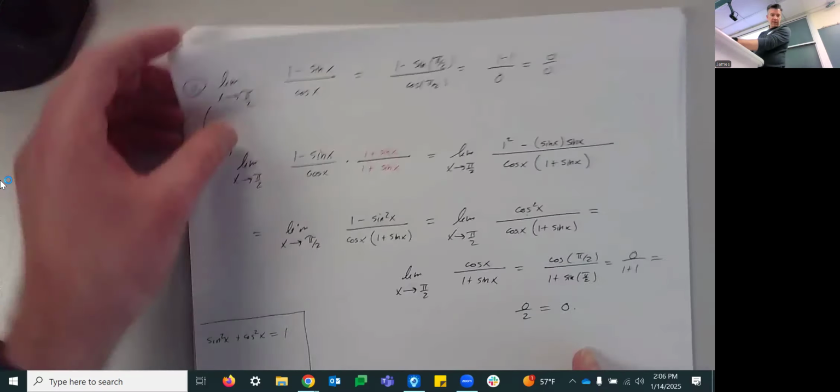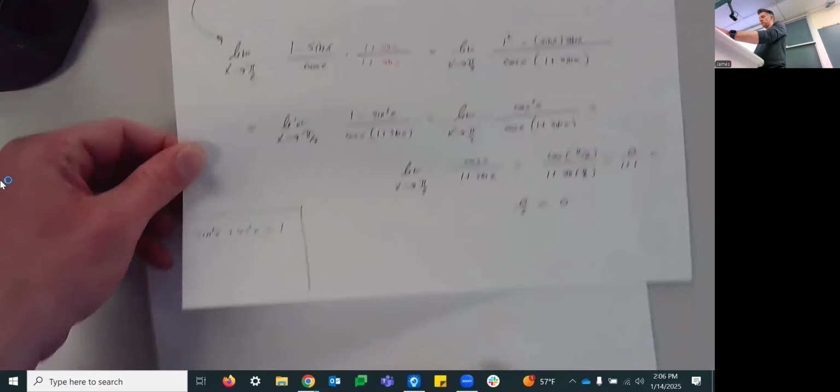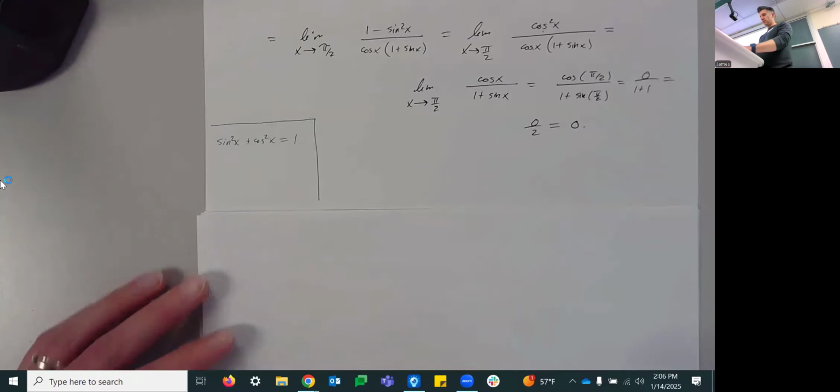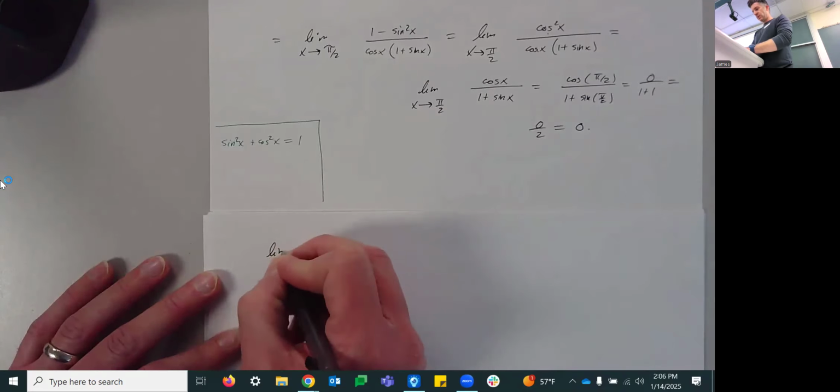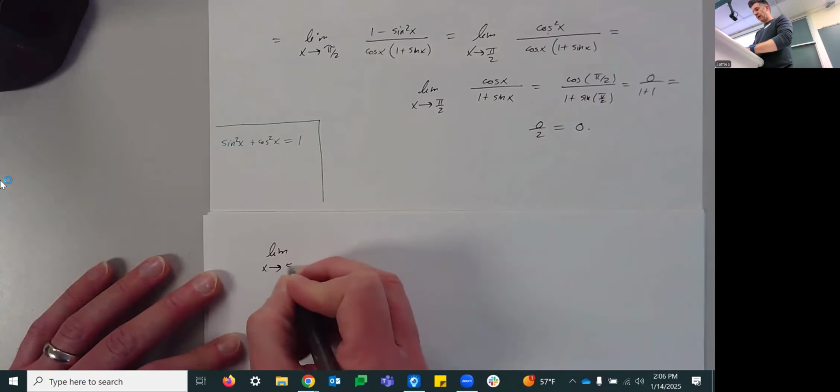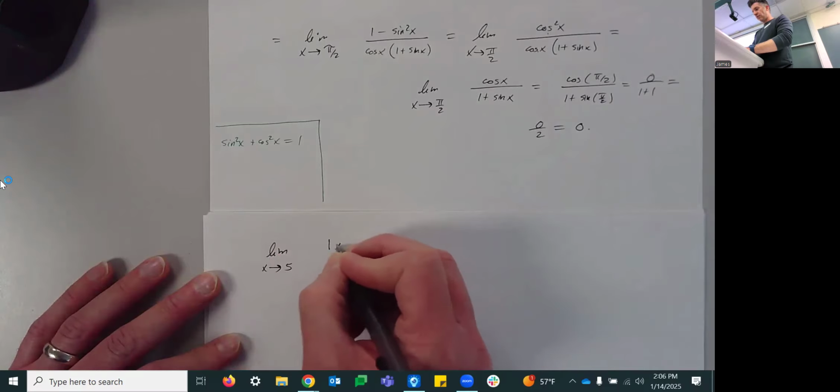Some other kind of interesting examples here. One of my favorites. The limit as x approaches 5 of the absolute value of x minus 5 divided by x minus 5.